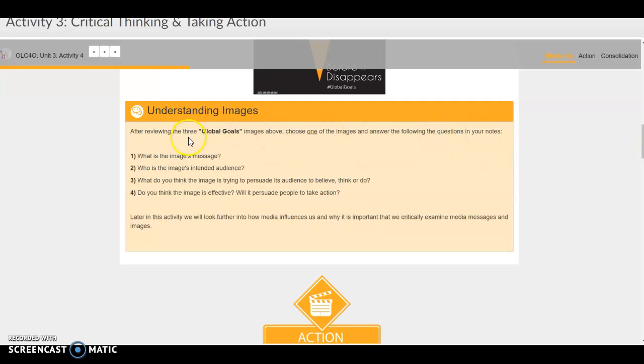So what I'd like you to do is take a look at those three images, and then in your notes, you don't have to hand this in, this isn't an assignment, but in your notes we're going to see if we can break down these images and understand them better.